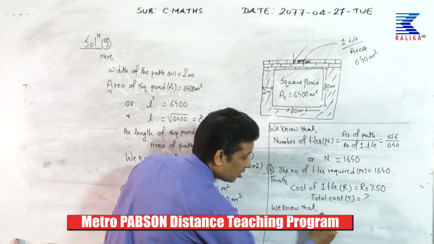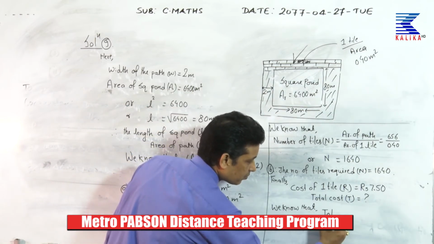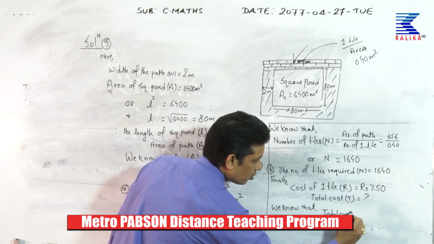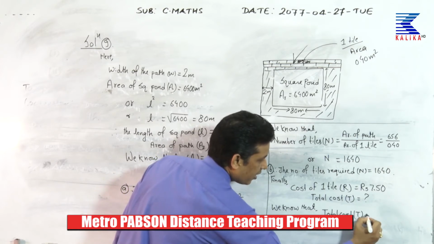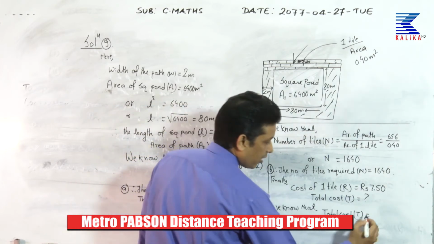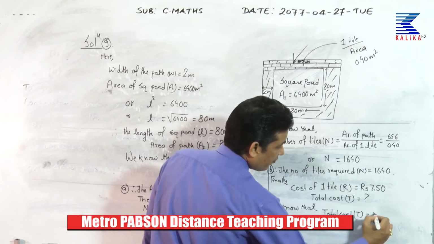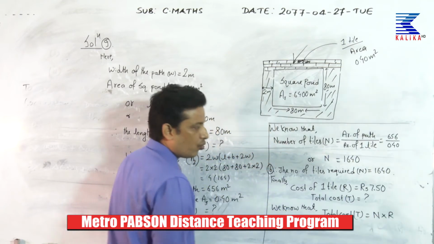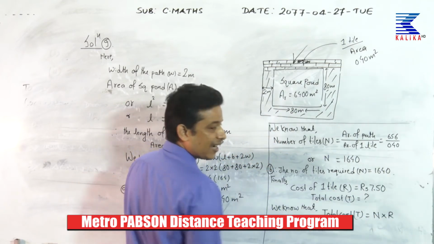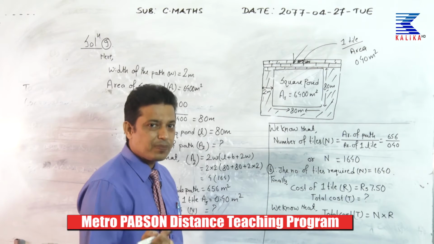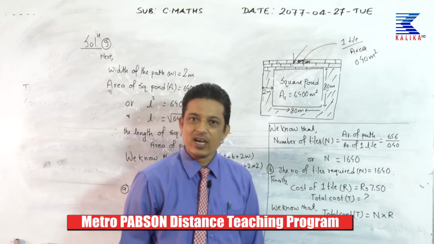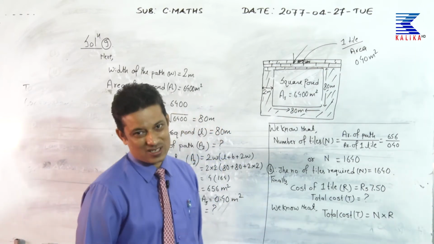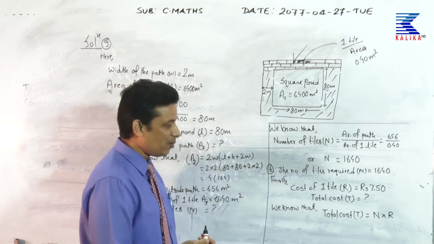We know that total cost T is equal to number of tiles times rate. We need 1640 tiles and the rate to buy one tile is 7.50. So, what will be the total cost, dear student? It is easy for you.